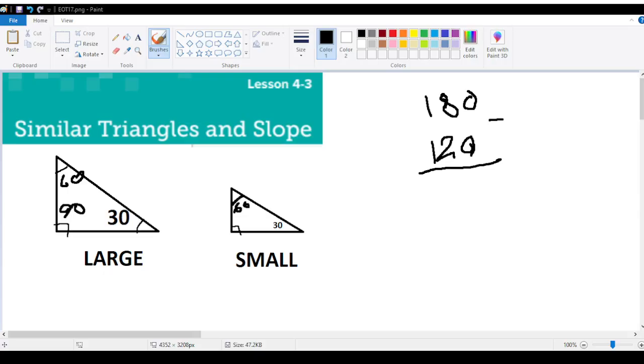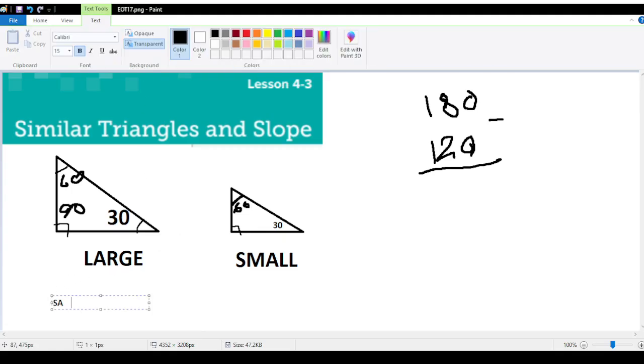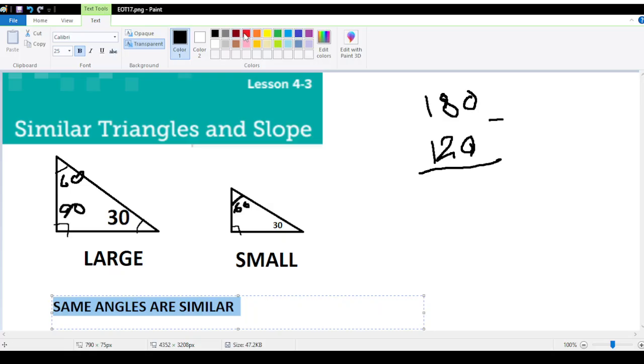If we don't have the same angles, they are not similar, okay? So, if they have the same angles, then they are what? Similar. So that's what we should write here. And this should be 25 in red.